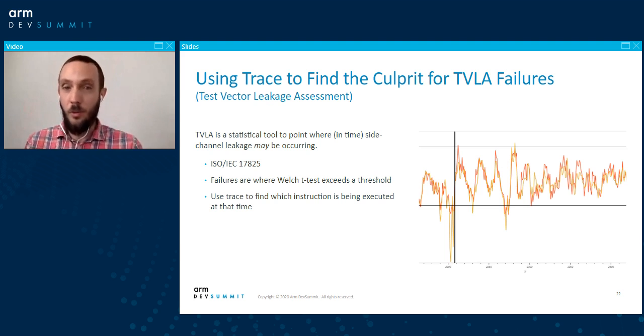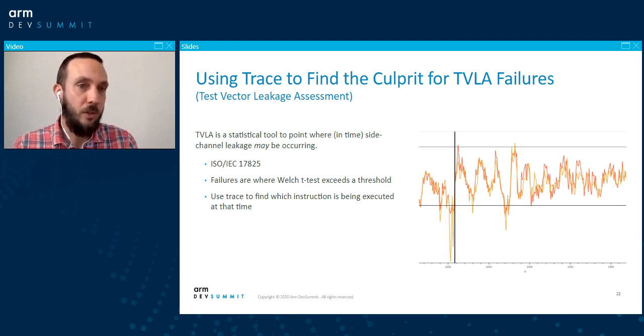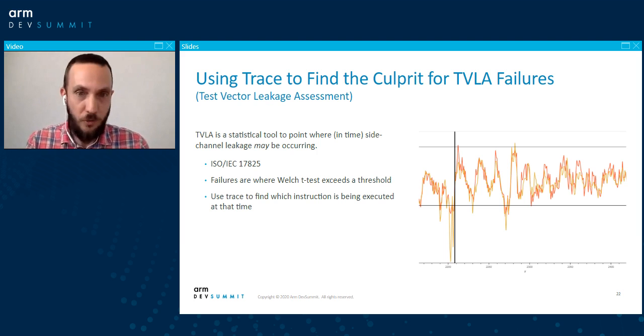Another thing that you can do with it, there's something called test vector leakage assessment, which is a statistical tool that tells you where in time side channel leakage might be occurring. And it's standardized by ISO. It doesn't actually break the security. It just is a statistical tool that tells you where it's likely that leakage might be occurring. So you can see where this is going.